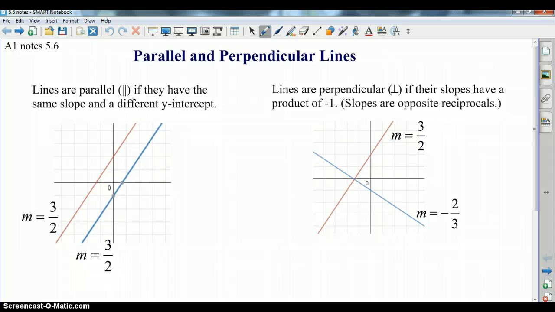All right, perpendicular lines. Lines are perpendicular if their slopes have a product of -1. Remember, the word product means if you multiply them. The way we often think about this is to think of it in terms of the slopes being opposite reciprocals. And like the example you see here, the red line has a slope of positive 3/2. The blue line has a slope of -2/3. That tells us that they are in fact perpendicular, or in other words, they intersect at a right or 90-degree angle.